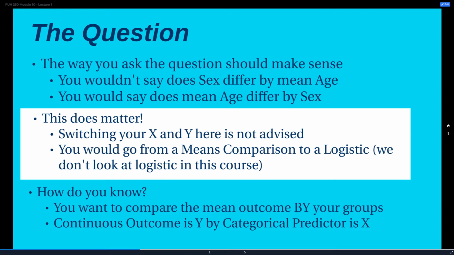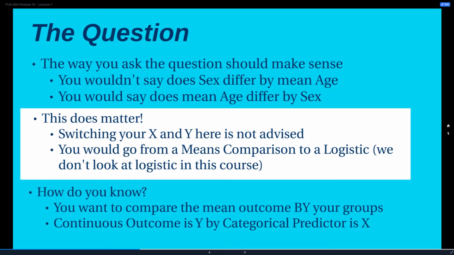You wouldn't say in conversation, does sex differ by mean age? You would say, does the mean age differ by sex? That is, do men and women have different mean ages in our sample? And this really does matter. Switching your X and Y here is not advised.